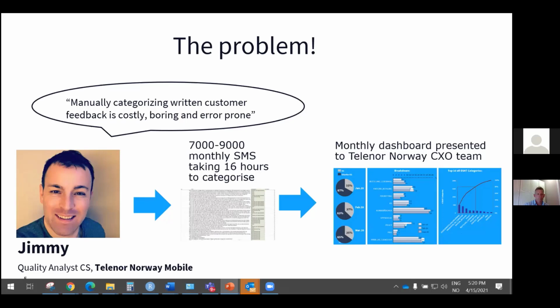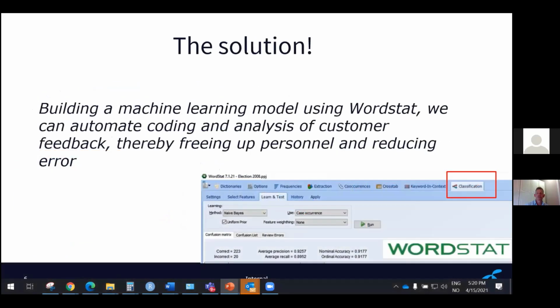So that's the problem. And then the solution is to build a machine learning model using WordStat, and then use this to automate all the coding that he's doing, and even automate the analysis so that he doesn't have to do it at all, and then free up his time, reduce error, and make him more happy.